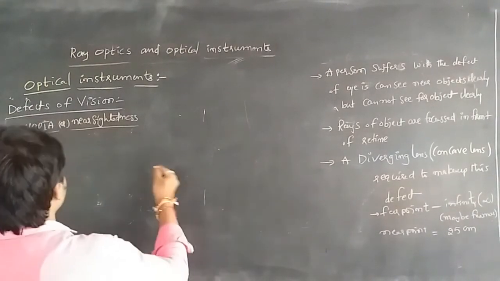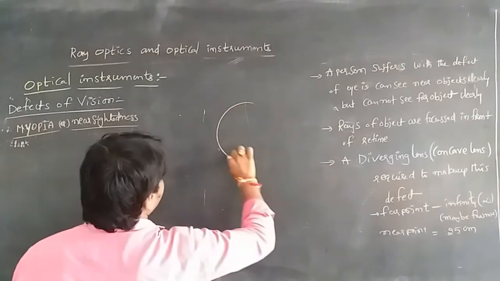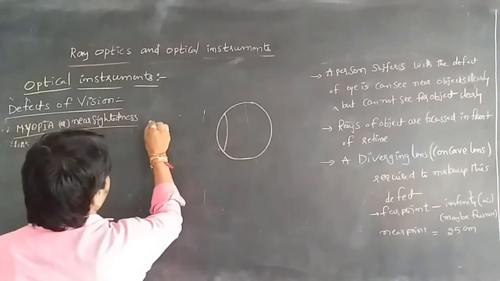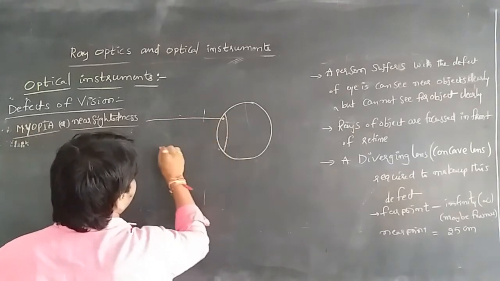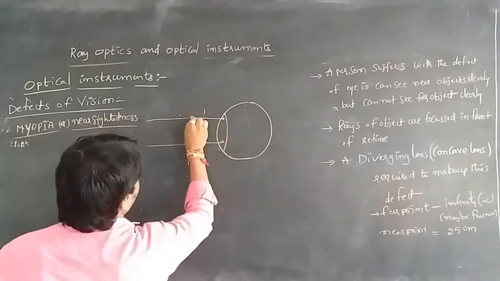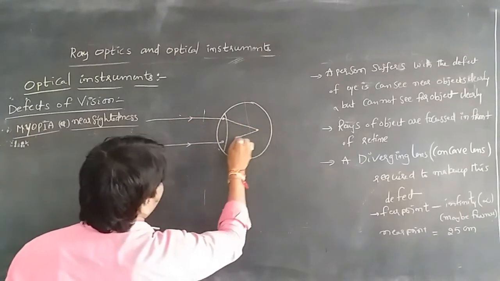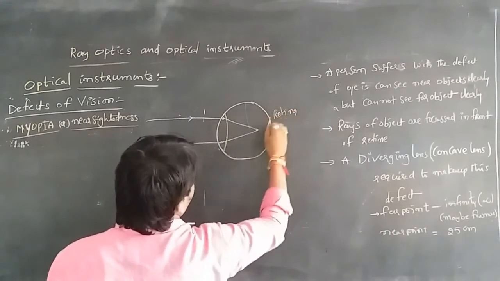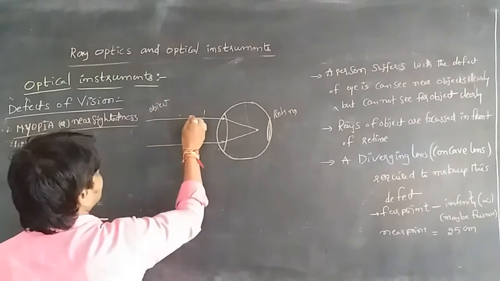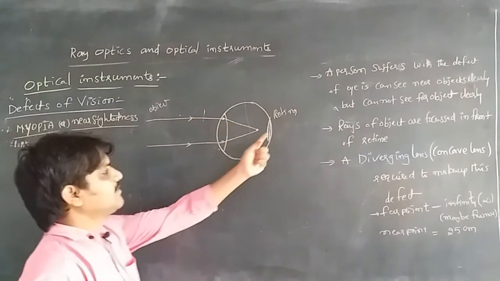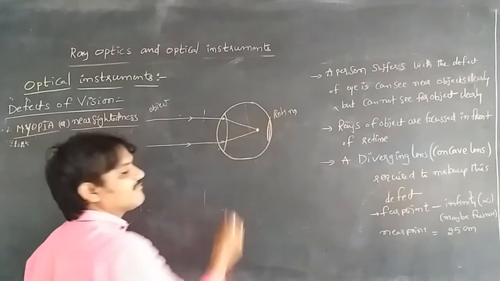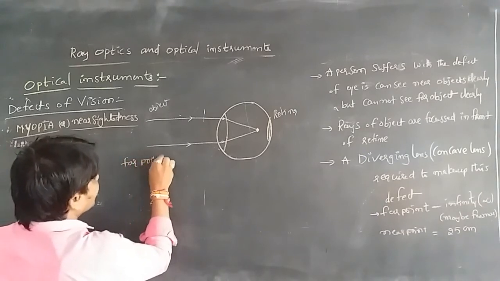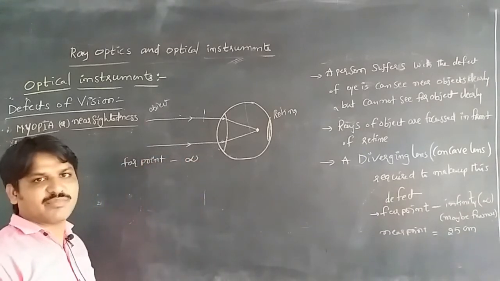Let's see myopia, considering a human eye. This is the lens. When the light ray is incident on the lens, the image is formed in front of the retina. Consider this is the retina, and the object is placed here. Whenever the light reaches here, the image is formed in front of the retina. The far point will be infinity.